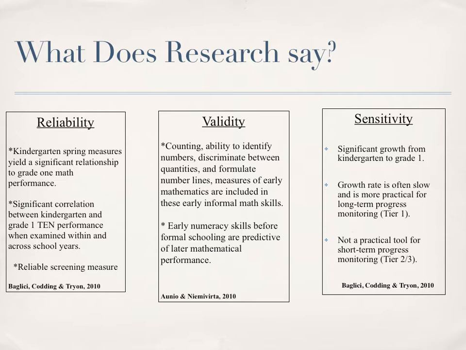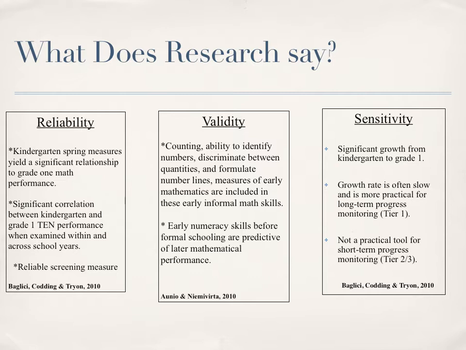Children come to school with a number of informal math skills such as counting, ability to identify numbers, discriminate between quantities, and formulate number lines. These early numeracy skills before formal schooling are predictive of later mathematical performance. That being said, TEN shows validity in that it directly tests for these early numeracy skills, which the majority of children possess before they begin school.